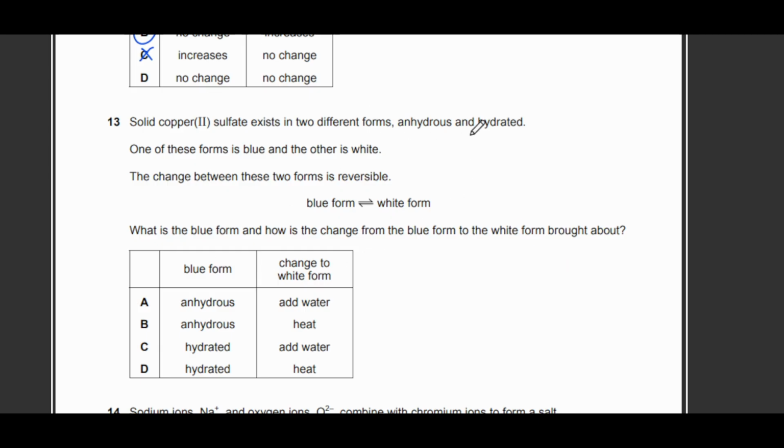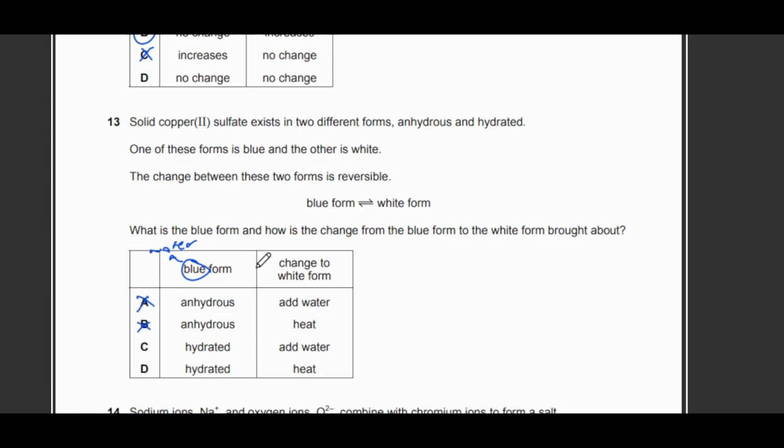Okay, so with this, if you take paper 6, you need to remember this anyways, so this should be pretty easy. But how I like to remember it is, if it's blue, it contains water, because water is blue, right? In drawings and everything, water is blue, although it's not really blue. So blue form contains water, therefore it's hydrated. So A and B is wrong.